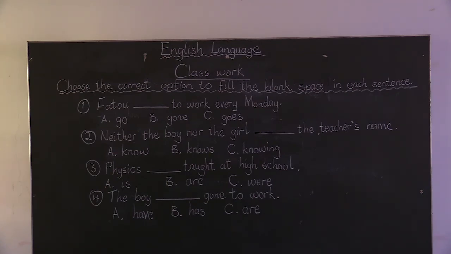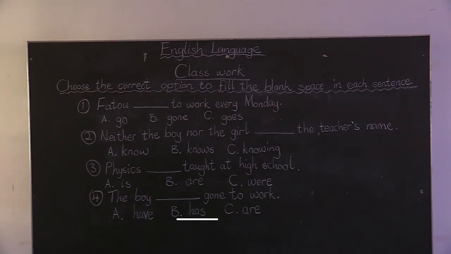Sentence 4, the boy dash gone to work. Have, B, has, and C, are. So the correct option here is B. We say the boy has gone to work. You don't say the boy have gone to work. You cannot also say the boy are gone to work. Therefore, our correct option here is B, which reads the boy has gone to work.